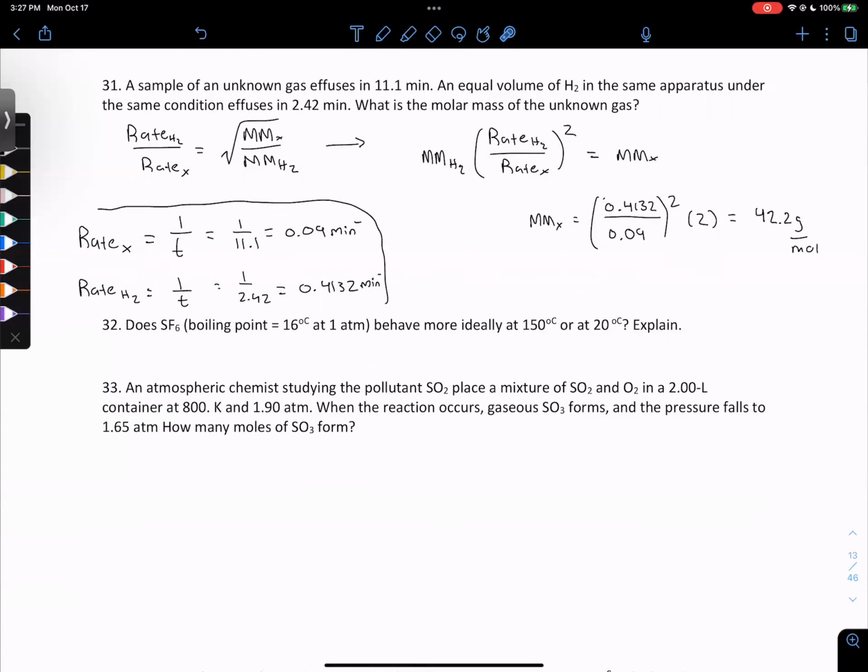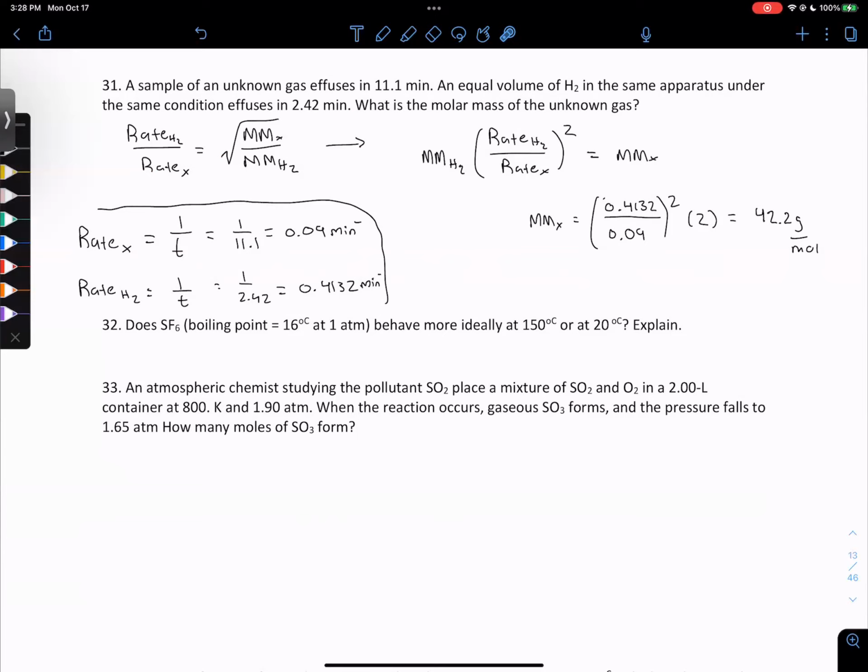Does this gas behave more ideally at 150 degrees Celsius or 20 degrees Celsius? And why, Maria? I thought this went against everything you learned. It's like people high-fiving each other in the hallway, and if they're going too fast, they can't high-five. Who are you high-fiving? Dr. Armand.